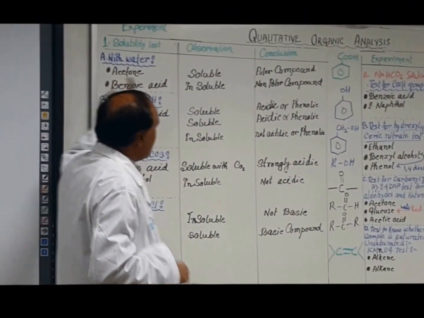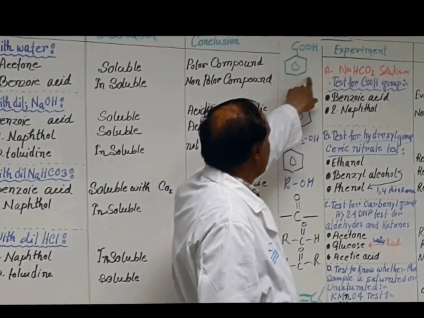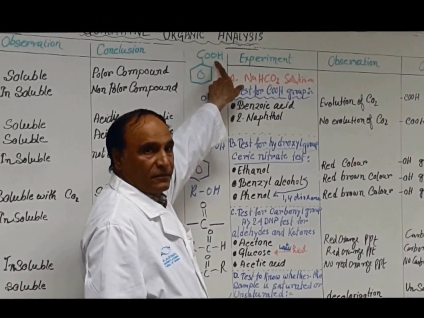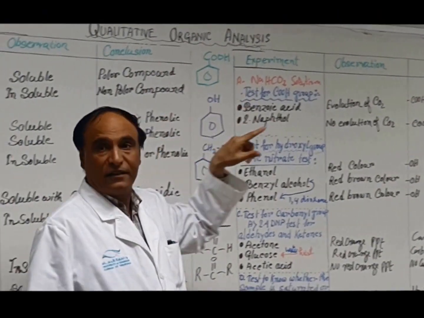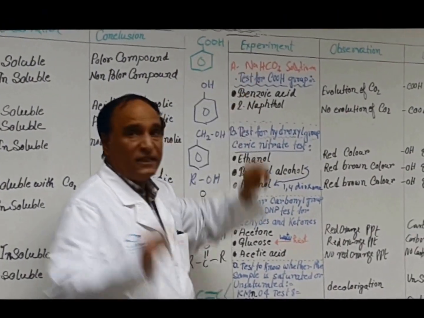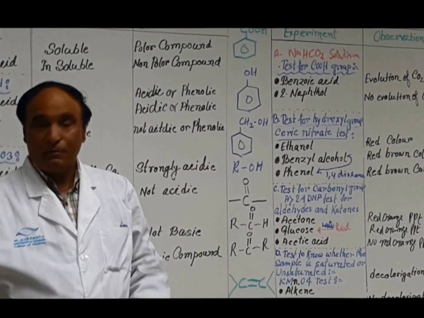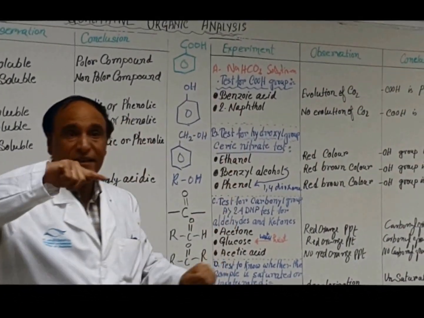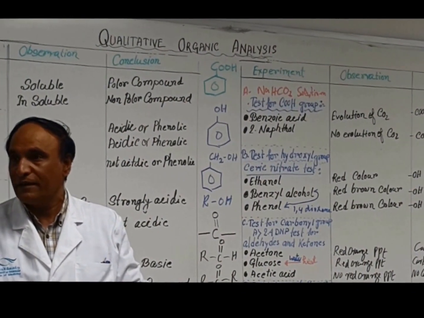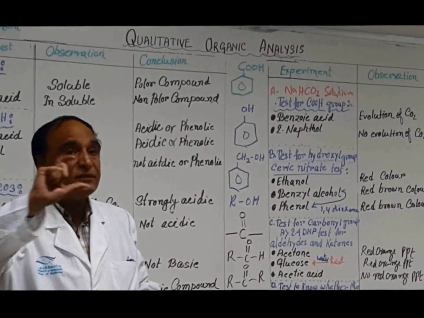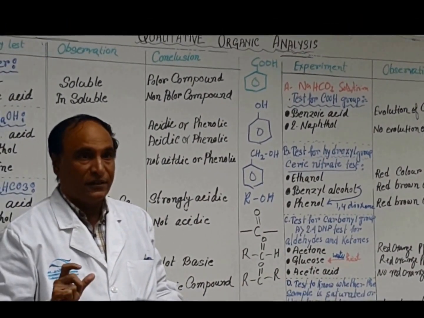Then I will take benzoic acid. This is the benzoic acid. Here is the carboxylic acid, and here is the benzene ring. The carboxylic acid, COOH, is polar. But the benzene ring is a big ring which is non-polar. The big ring does not dissolve in water.